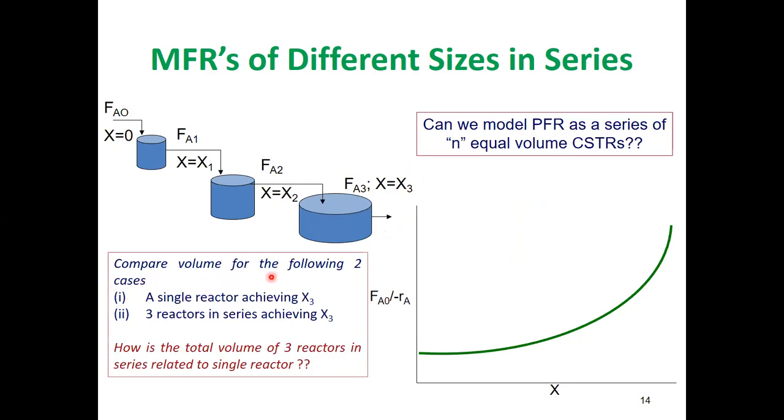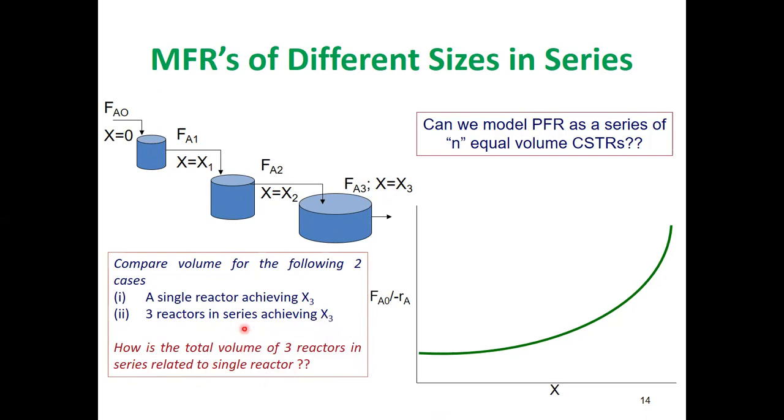Now, if you're going to compare the volume for the following cases, you have a single reactor achieving X3, meaning you have a series of MFRs of different sizes, of different volumes. And if you want to simply add up all the volumes and have one V total, what would be your conversion for that? So you have only one MFR of volume equivalent to these three different sizes of MFR, compared to the three reactors in series achieving X3. So the second condition is one by one. You determine XA1 here, then determine XA2 here, then determine XA3 here. So the question is, how is the total volume of three reactors in series related to the single reactor?